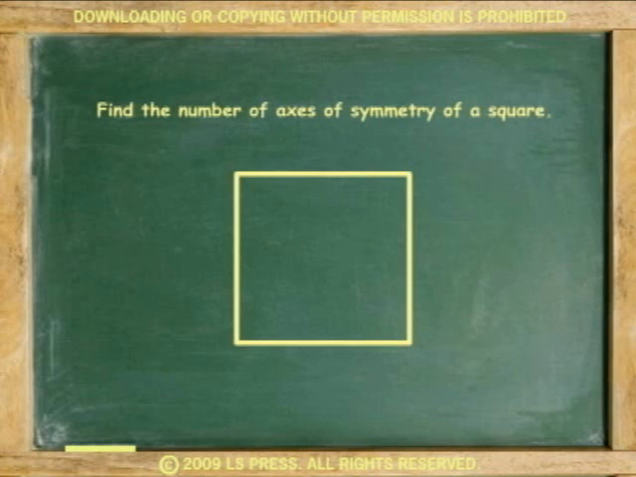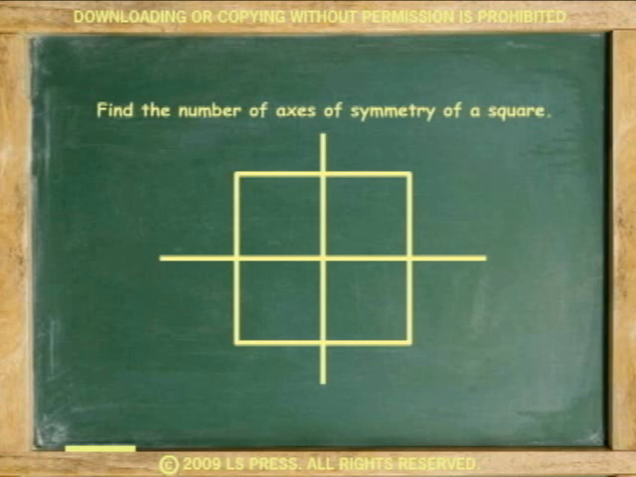Another example. Find the number of axes of symmetry of a square. The number of lines is 4, which is the number of axes: horizontal, vertical, and both diagonals.